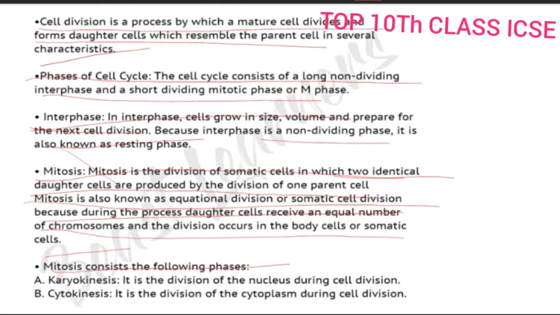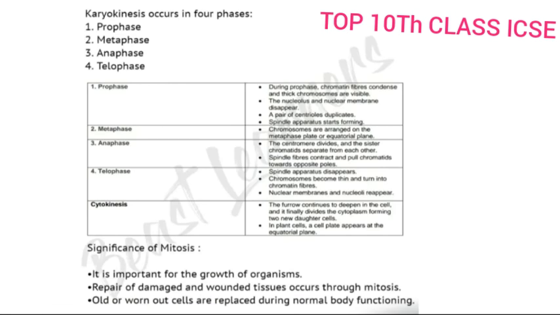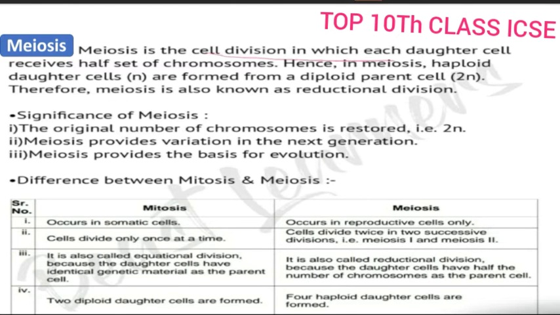Mitosis consists of the following phases, that is karyokinesis and cytokinesis. These are two phases. Now meiosis. Meiosis is the cell division in which each daughter cell receives half set of chromosomes. Hence in meiosis, haploid daughter cells, that is N, are formed from a diploid parent cell, that is 2N. Therefore meiosis is also known as reductional division. Significance of meiosis. There are many more points given in your book. You may add those also if you have to remember more. The original number of chromosomes is restored. Meiosis provides variation in the next generation. Meiosis provides the basis for evolution.